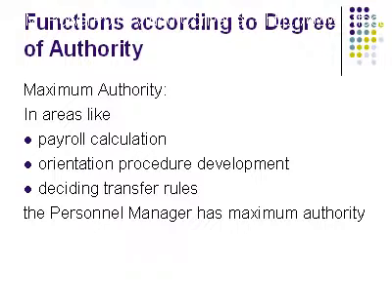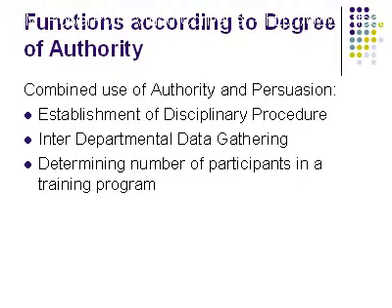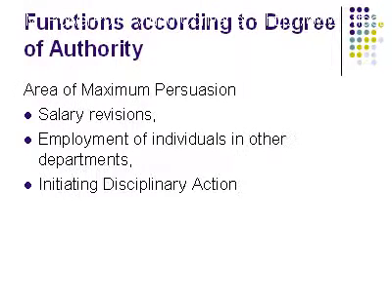In areas like payroll calculation, orientation procedure development, and deciding transfer rules, the personnel manager has maximum authority. Combined use of authority and persuasion applies to establishment of disciplinary procedure, interdepartmental data gathering, and determining the number of participants in a training program. Areas of maximum persuasion include salary revisions, employment of individuals in other departments, and initiating disciplinary action.